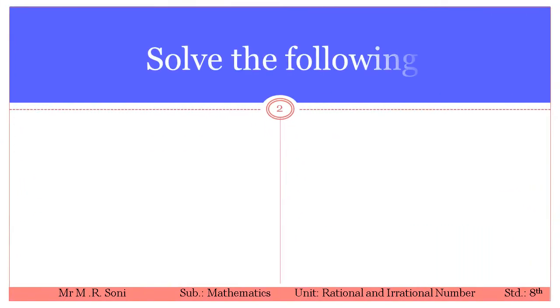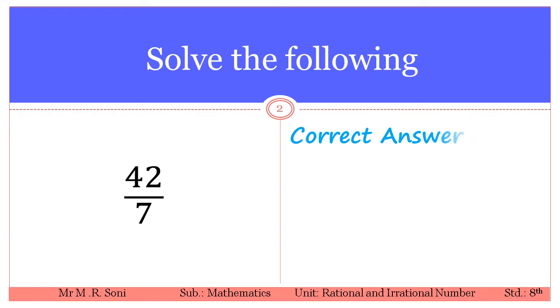Solve the following. 42 divided by 7 is equal to how much? You can pause the video and try. Once you are done, you can resume the video and check your answer. And the correct answer is 6.